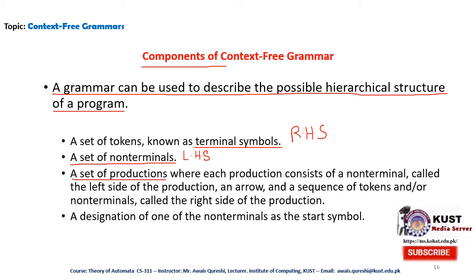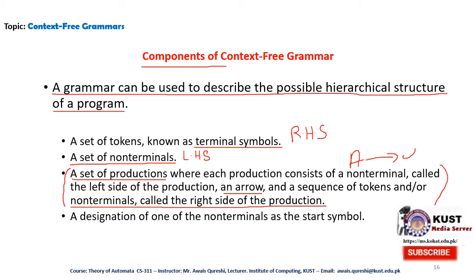A set of productions, where each production consists of a non-terminal called the left hand side of the production, an arrow, and a sequence of tokens and/or non-terminals called the right hand side of the production. This is the main part, because with the help of this part we generate different strings, and to generate those strings we use some particular rules, which we call the production rules, as we have seen in the previous slides.